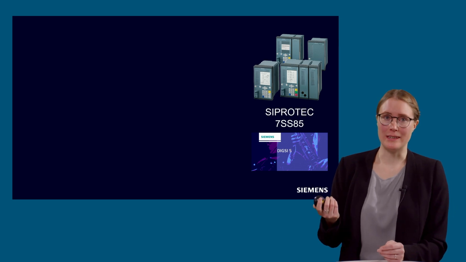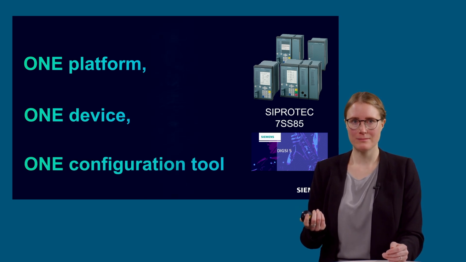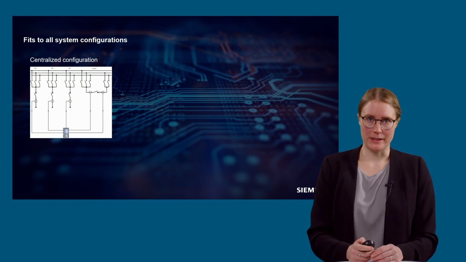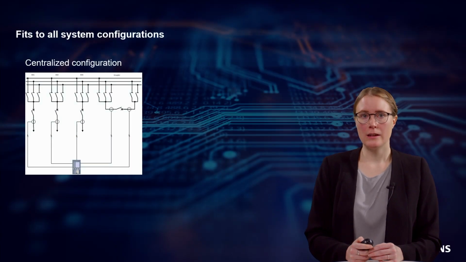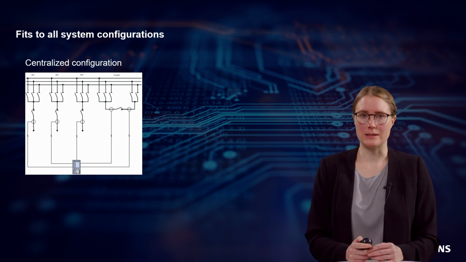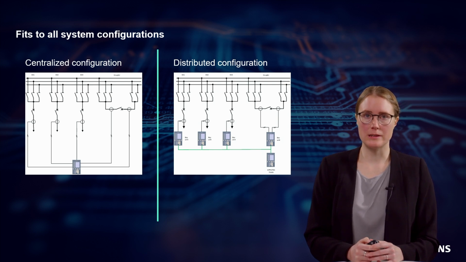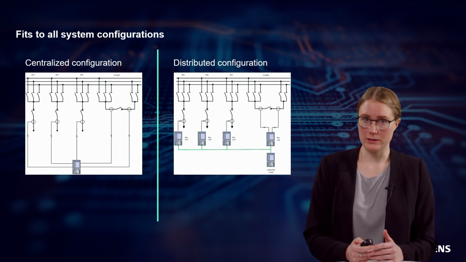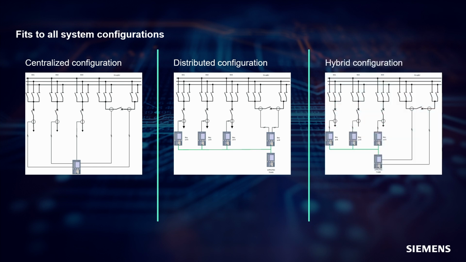So in ZProtect 5, we have one platform, one device, and one configuration tool. The ZProtect 5 7SS85 fits all system configurations. You can realize the centralized configuration, where all the process signals and currents are connected directly to the central unit. You can realize a distributed configuration, where all the process signals are connected to merging units, and the merging units are connected via process bus to the central unit. Or you can realize a hybrid configuration, where some data is collected by merging units, and some of the process signals are directly wired to the 7SS85.